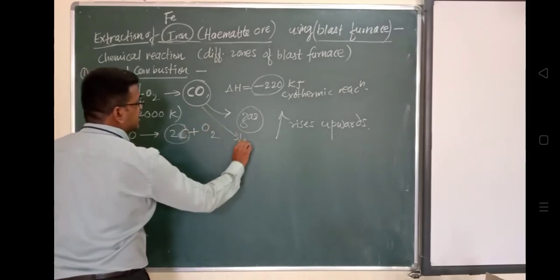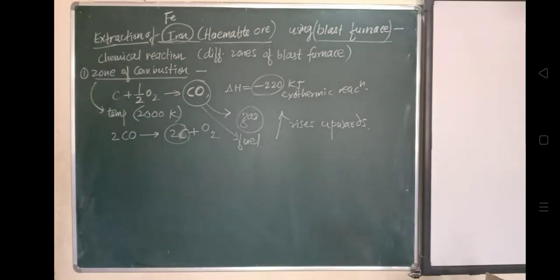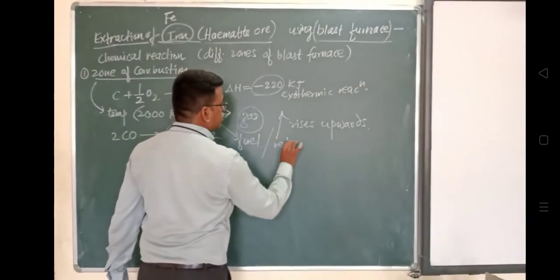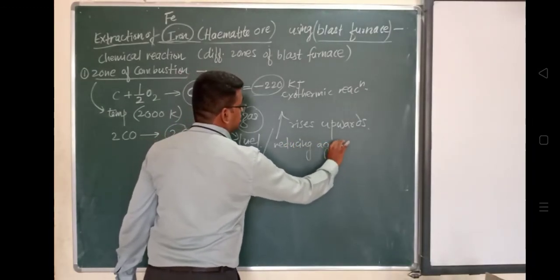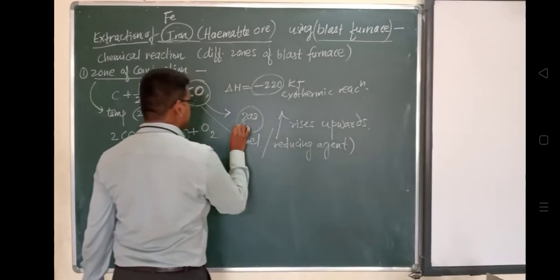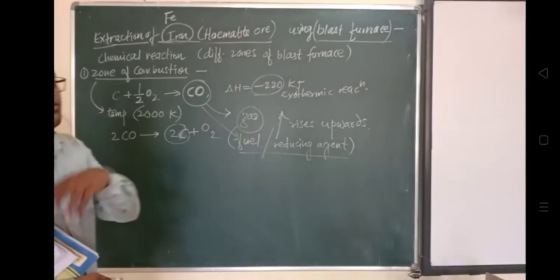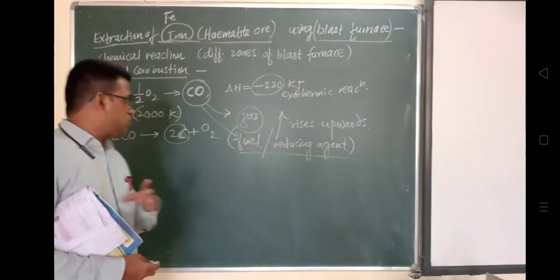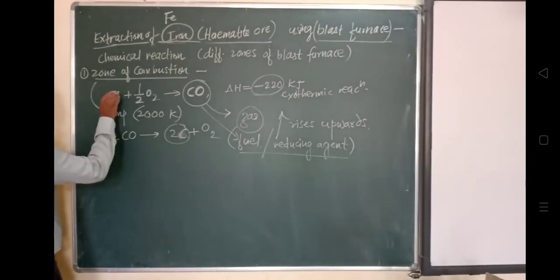Fe2O3 also combines with carbon, because we have already seen that some carbon monoxide gets decomposed into carbon. So Fe2O3 will react with carbon as well, because some part of this carbon monoxide gets decomposed into carbon and oxygen. The carbon present there will react with Fe2O3 and form 2Fe plus this CO. Once again, carbon monoxide will be produced.